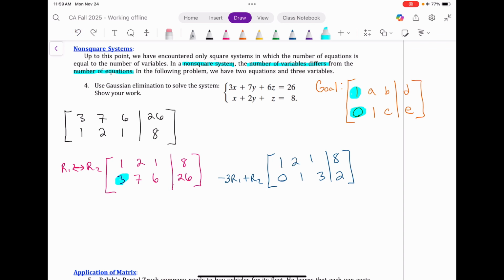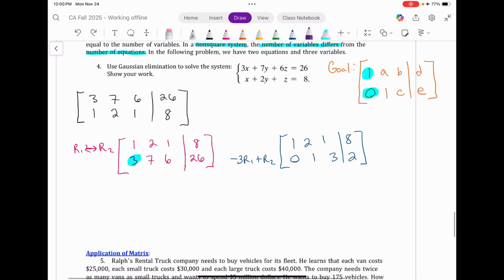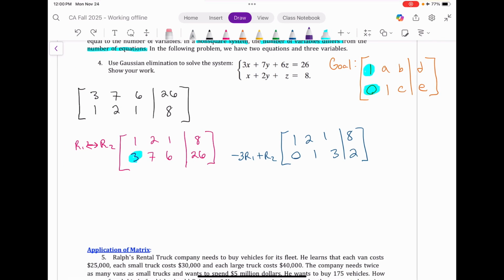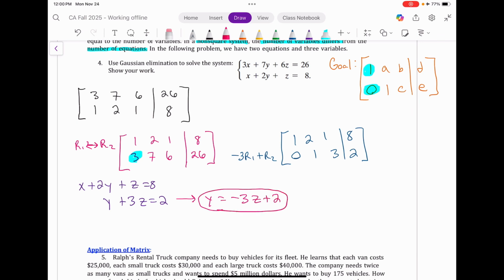So the next thing we can do is write the equations for these 2 rows. So we have x plus 2y plus z equals 8. And we have y plus 3z equals 2. Okay, so we can isolate y in that second equation. So y equals -3z plus 2. So that'll be part of our solution.